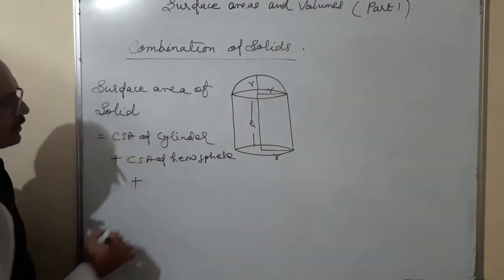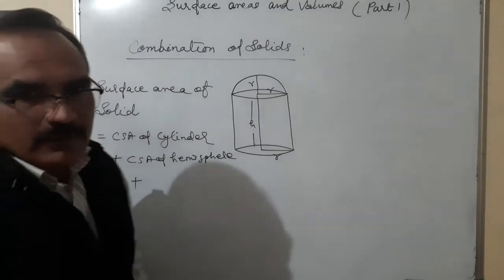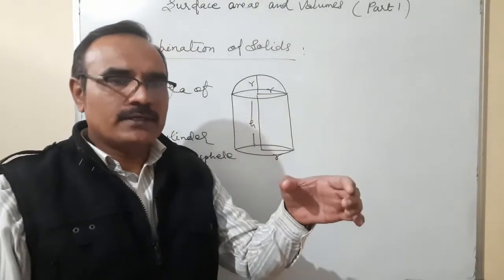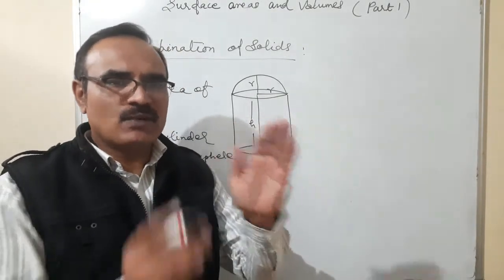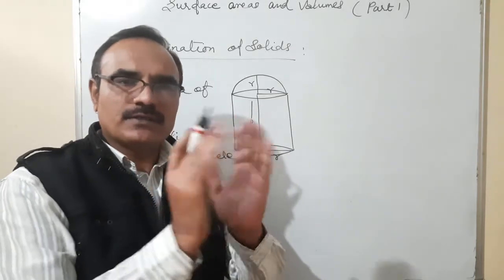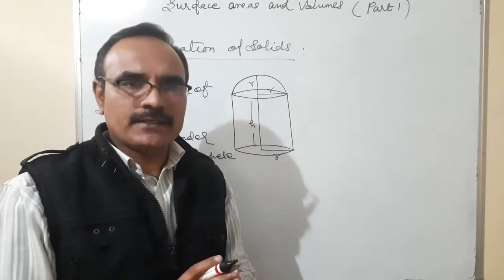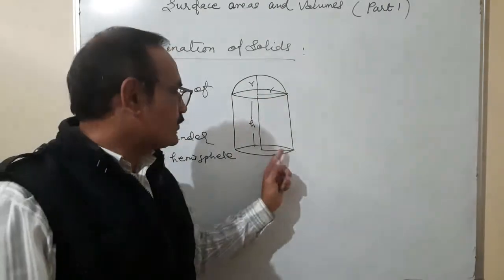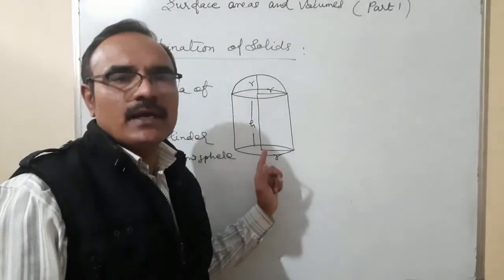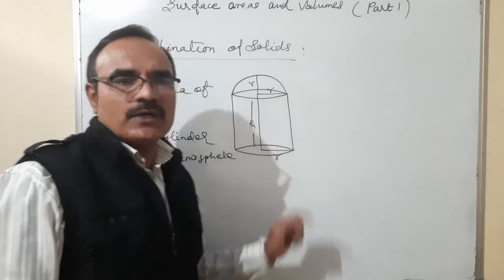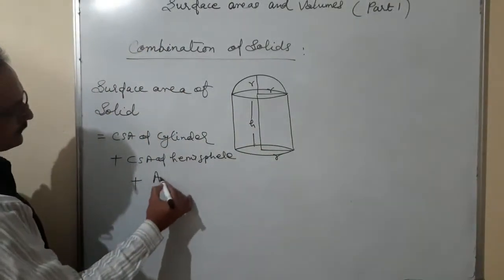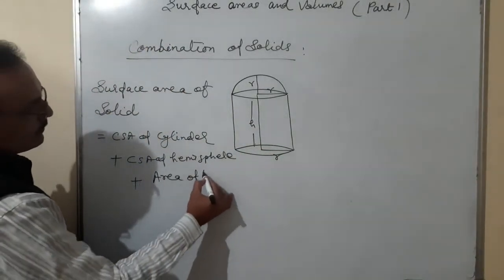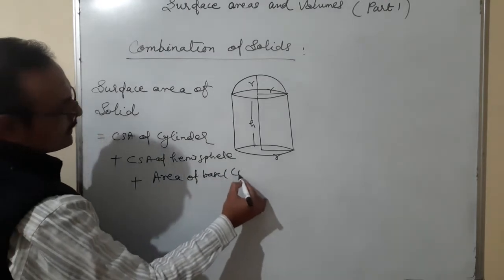And third one is, when I am holding this solid, you are seeing three faces. Number one is the radial surface, that means CSA of cylinder. Second, you are seeing the CSA of hemisphere. And third, you are seeing the area of base. Area of base, what does it mean? Area of circle.